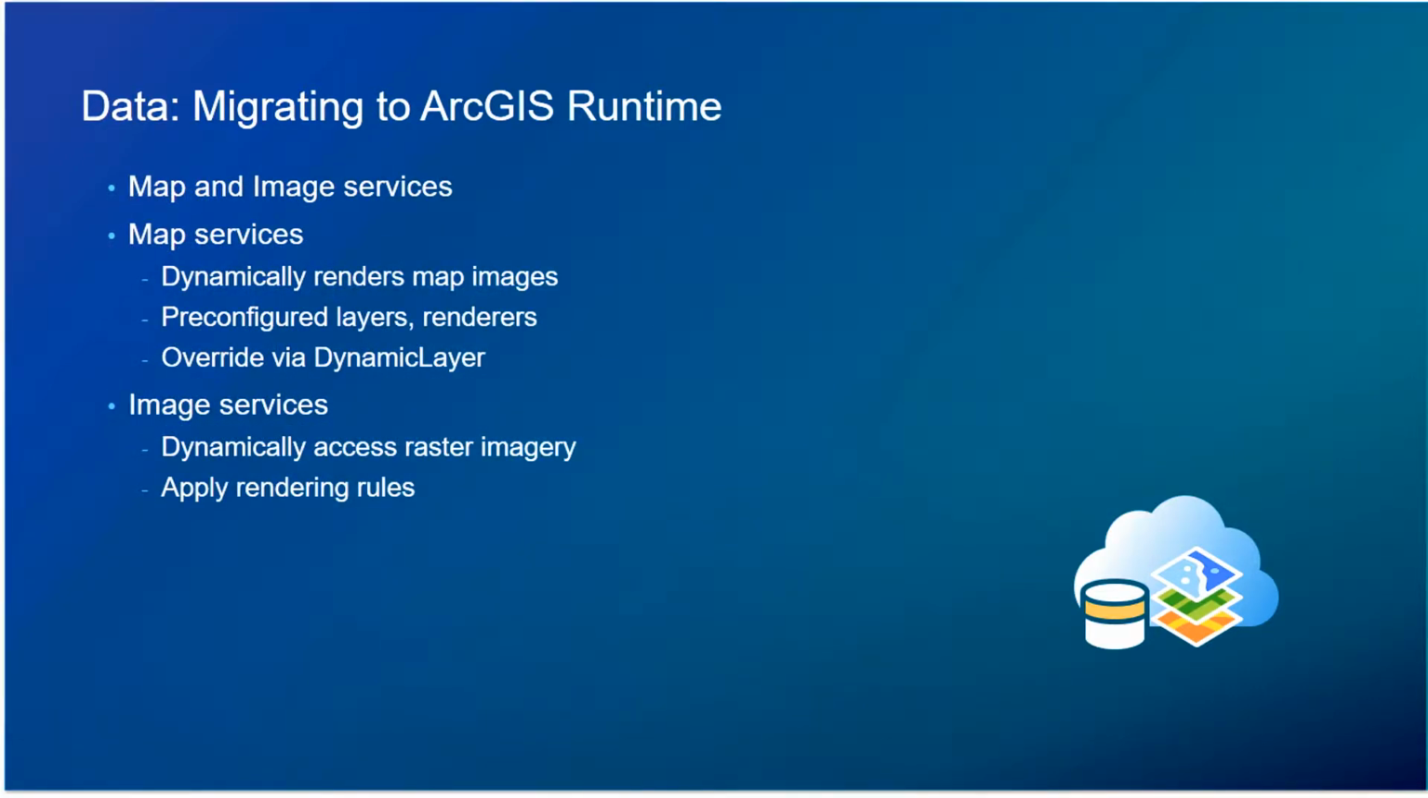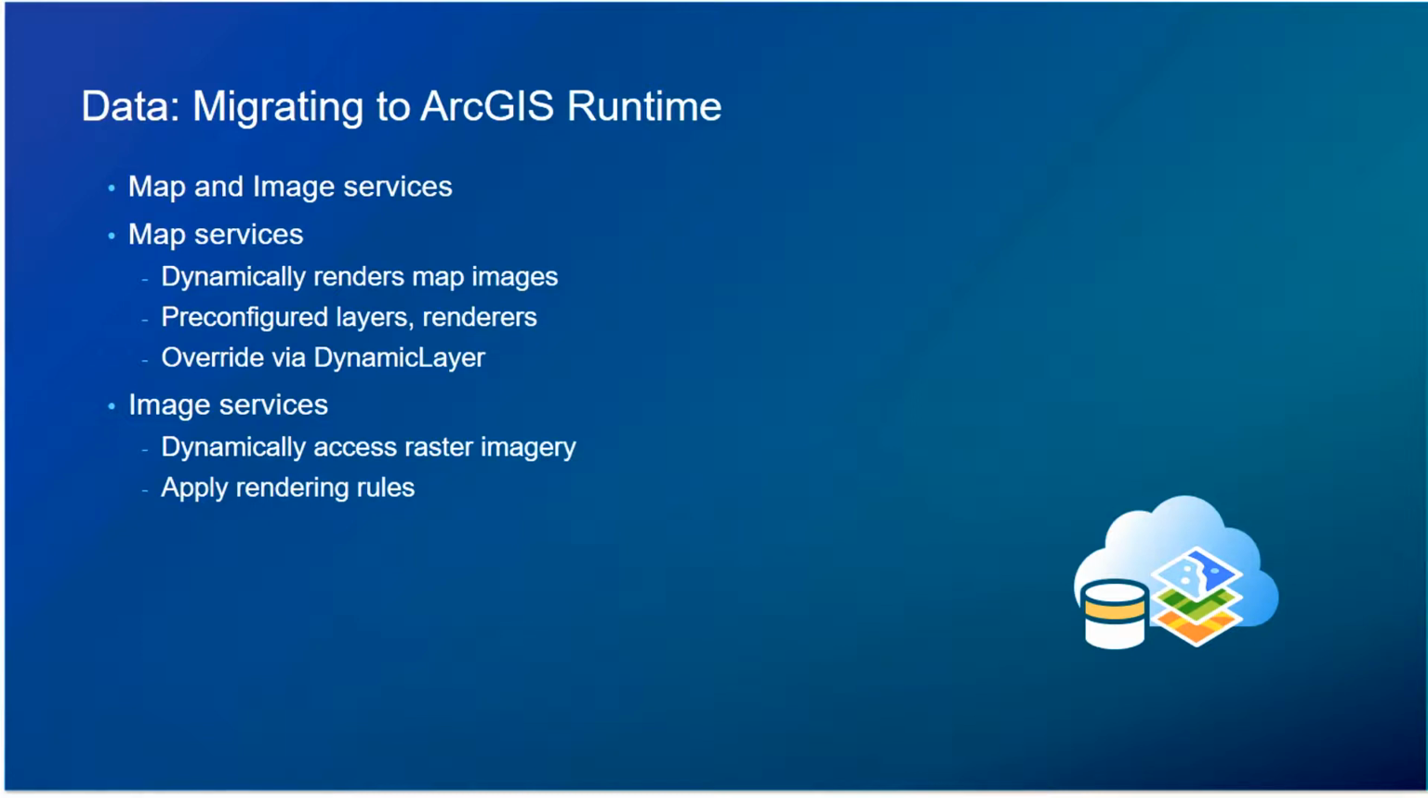Other types of services that are supported with the ArcGIS Runtime then are map and image services. So map services are dynamically rendering map images on a per request basis. They have essentially pre-configured layers and renderers. So when you're publishing your map document as a service to create a map service, you've predefined the rendering information within that service. The map server itself, on the server side, actually has the capability to override that rendering information on a per request basis.